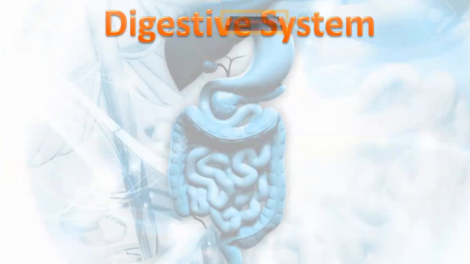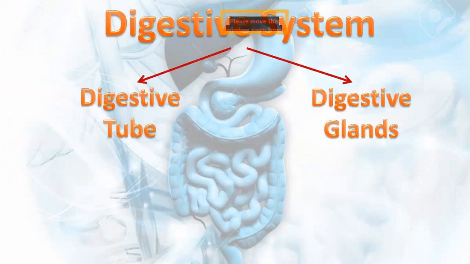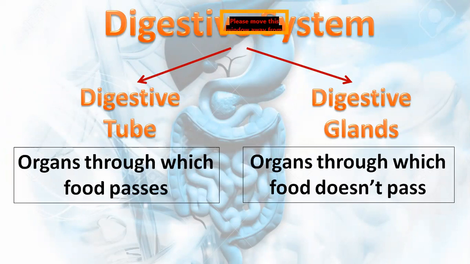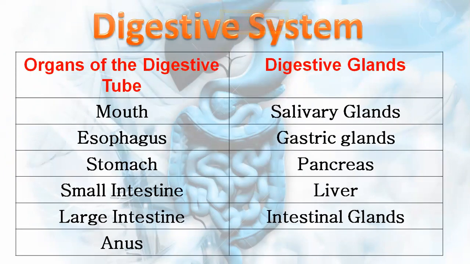So as you know, the digestive system is divided into both the digestive tube and the digestive glands. You have to know that the digestive tube is made of the organs through which the food passes, whereas the digestive glands are organs through which the food doesn't pass. You have to know the organs of the digestive tube. They are the mouth, the esophagus, the stomach, the small intestine, the large intestine, and finally the anus, where the food is excreted and released in the form of waste or stool.